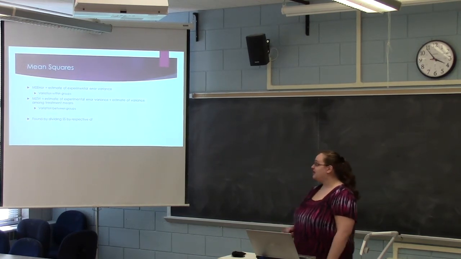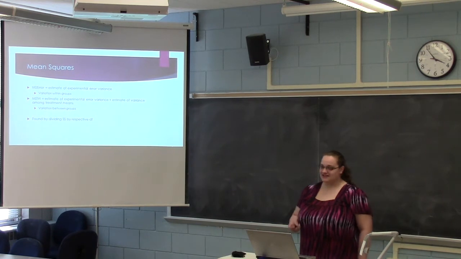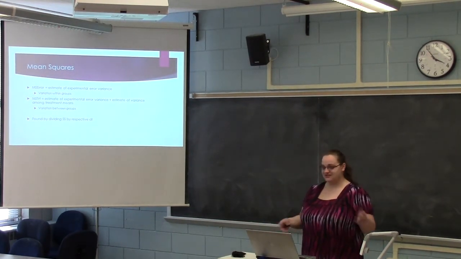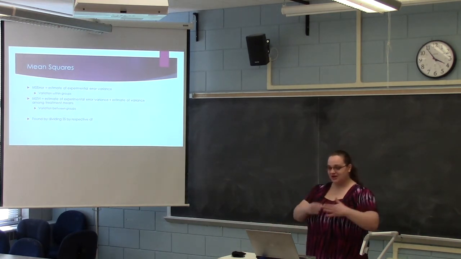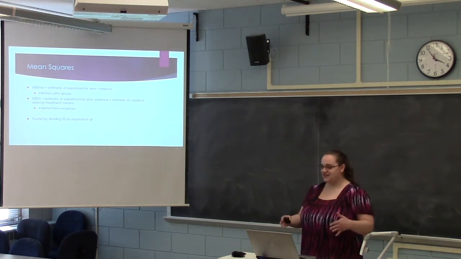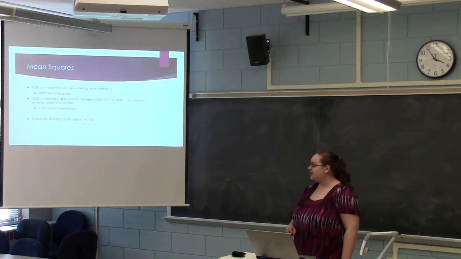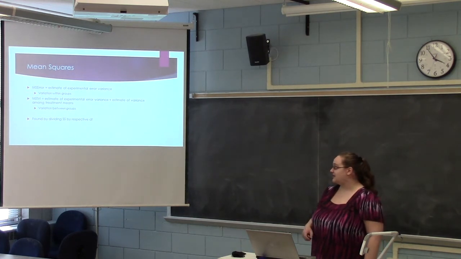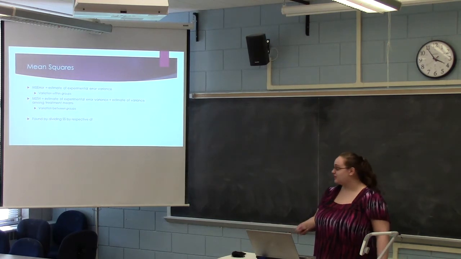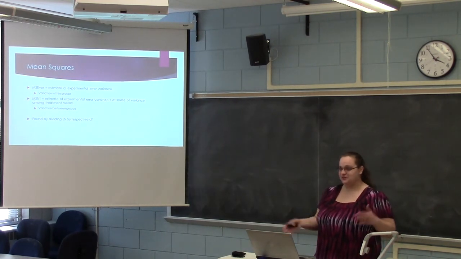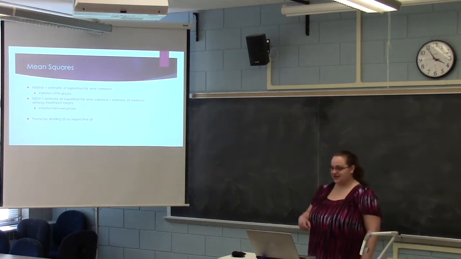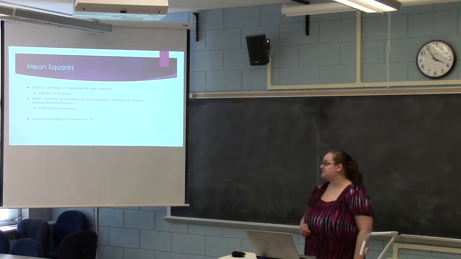You have the mean of squares. The mean of squares for the error is the estimate of experimental error variance, or the variation within your groups. So the amount of variation between your subjects in your groups. So you try to have less of that. You don't want a lot of variation within your groups. And then your mean square for the treatment is the estimate of experimental error variance plus the variance among treatments, or your variation between groups, so the difference between the means of your groups. And these are found by taking the sum of squares divided by their respective degrees of freedom.